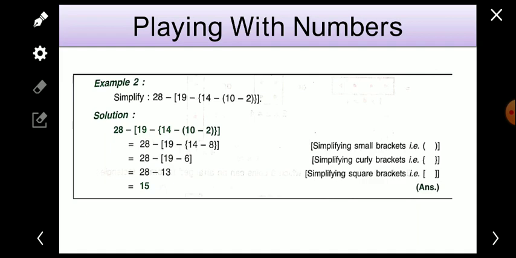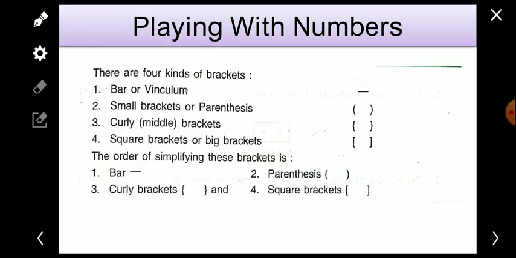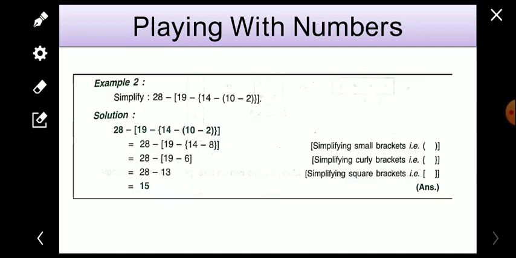So suppose that this is the example. In this, all three brackets are there: the bigger bracket, the curly bracket, and the small bracket. So what will we do? We will solve the smaller one first. If the bar is not there, then the order is: at first we will solve the smaller bracket, then the curly bracket, then the big bracket. So here at first we will solve the smaller bracket. So it has been solved.